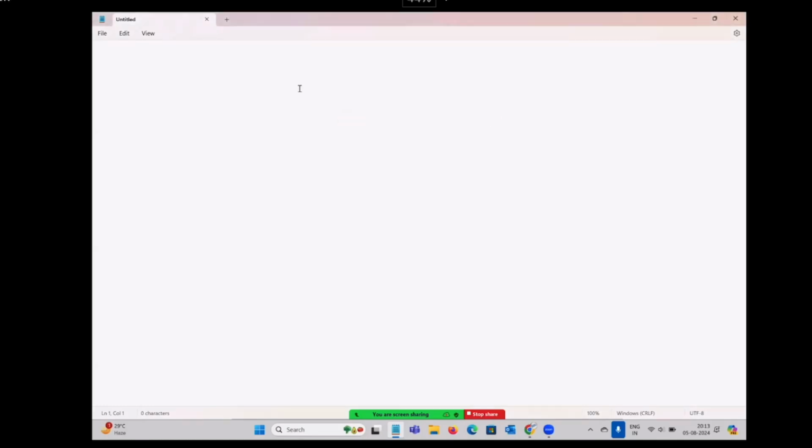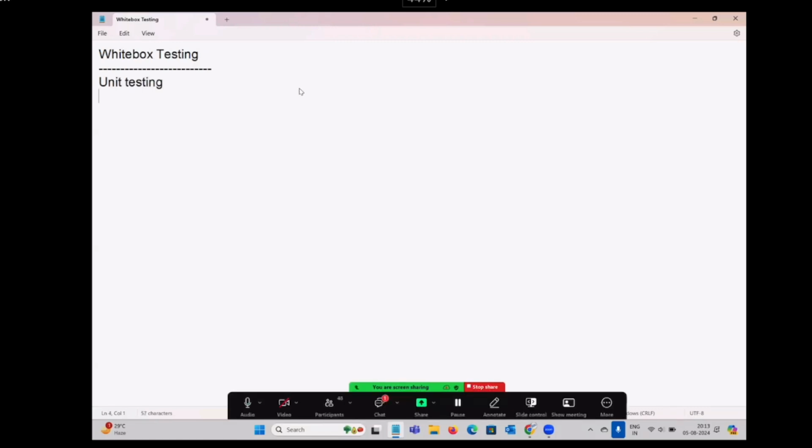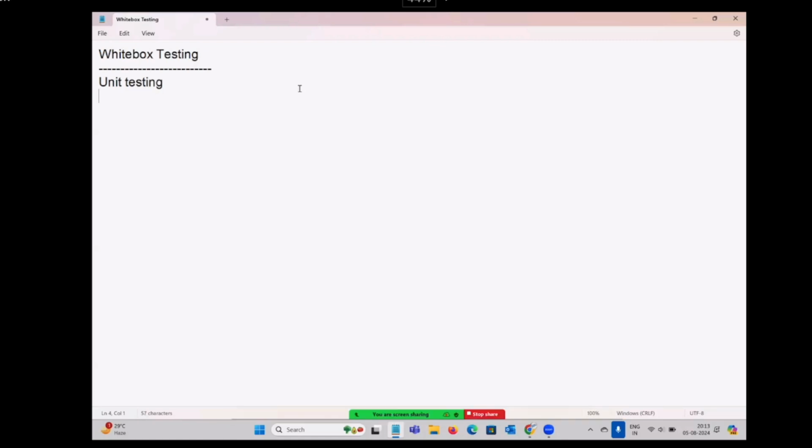Once again, white box testing, two levels are there, such as unit testing and integration testing. Unit testing and as well as what? Integration testing.